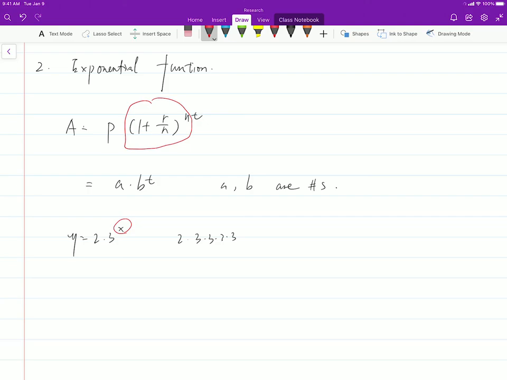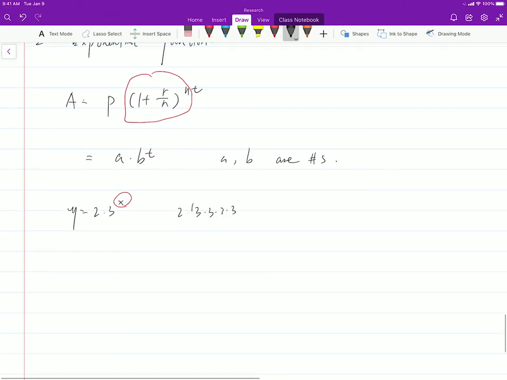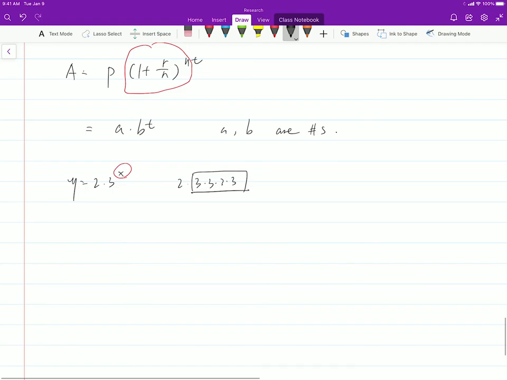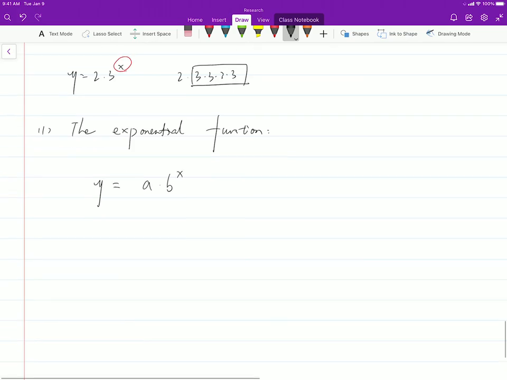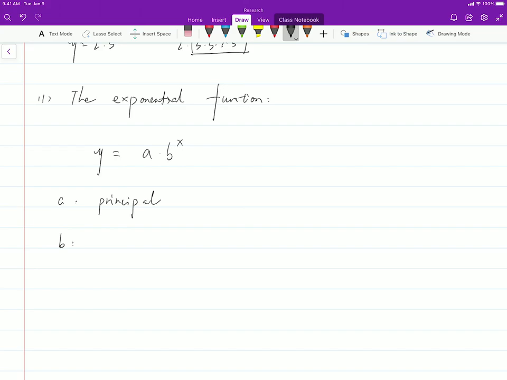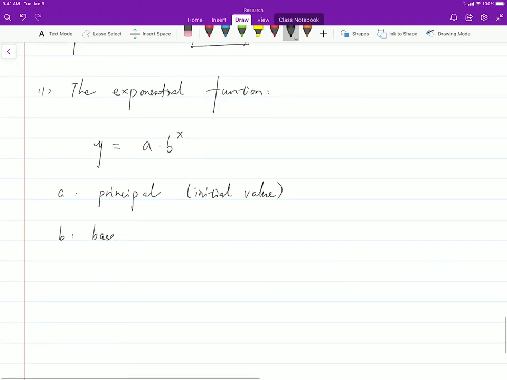And as far as we can see for compound interest, this is a very convenient function, which means multiplying the same number for multiple times. We give it a name, we call it the exponential function. So, the formula looks like this, a times b to the x. Here, a is called the initial value, like the principal. Your b is called the base of the exponent.